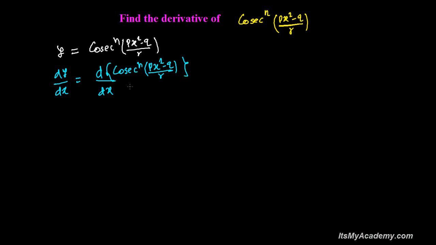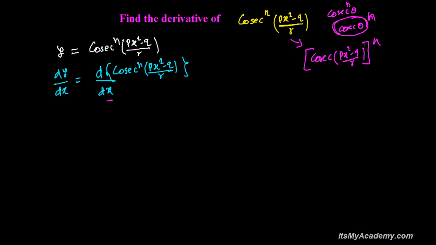Here again I'm telling you something, as I used to say in previous videos: x and this whole quantity are not matching. Like cosec to the power n means something like cosec theta to the power n, this whole thing to the power n. So here also it is cosec((px² − q)/r), and this whole quantity has the power n.